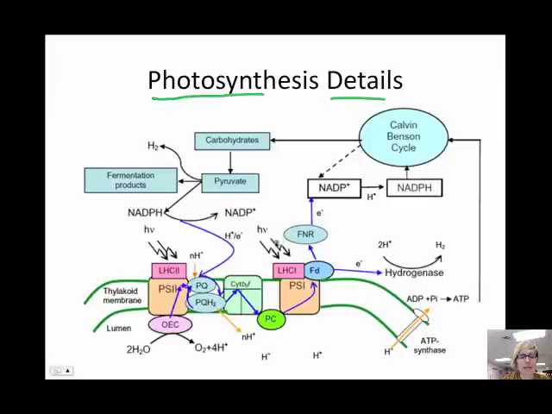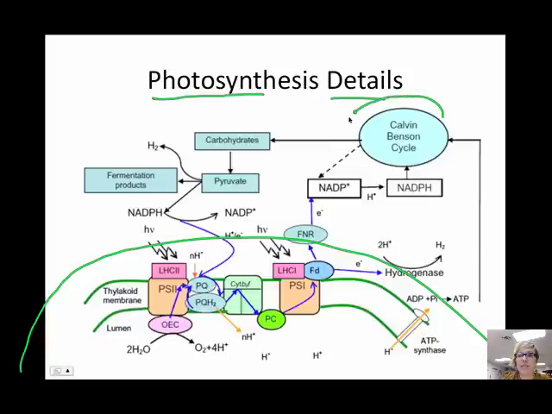Now, this might look kind of confusing, but we are going to break it down into two reactions, the two stages of photosynthesis. We have the light reaction occurring here, and this occurs in the thylakoid membrane, and that light reaction produces energy needed to get the Calvin cycle going, which is going to give us our carbohydrates, which are then broken down for energy by things like me and you.